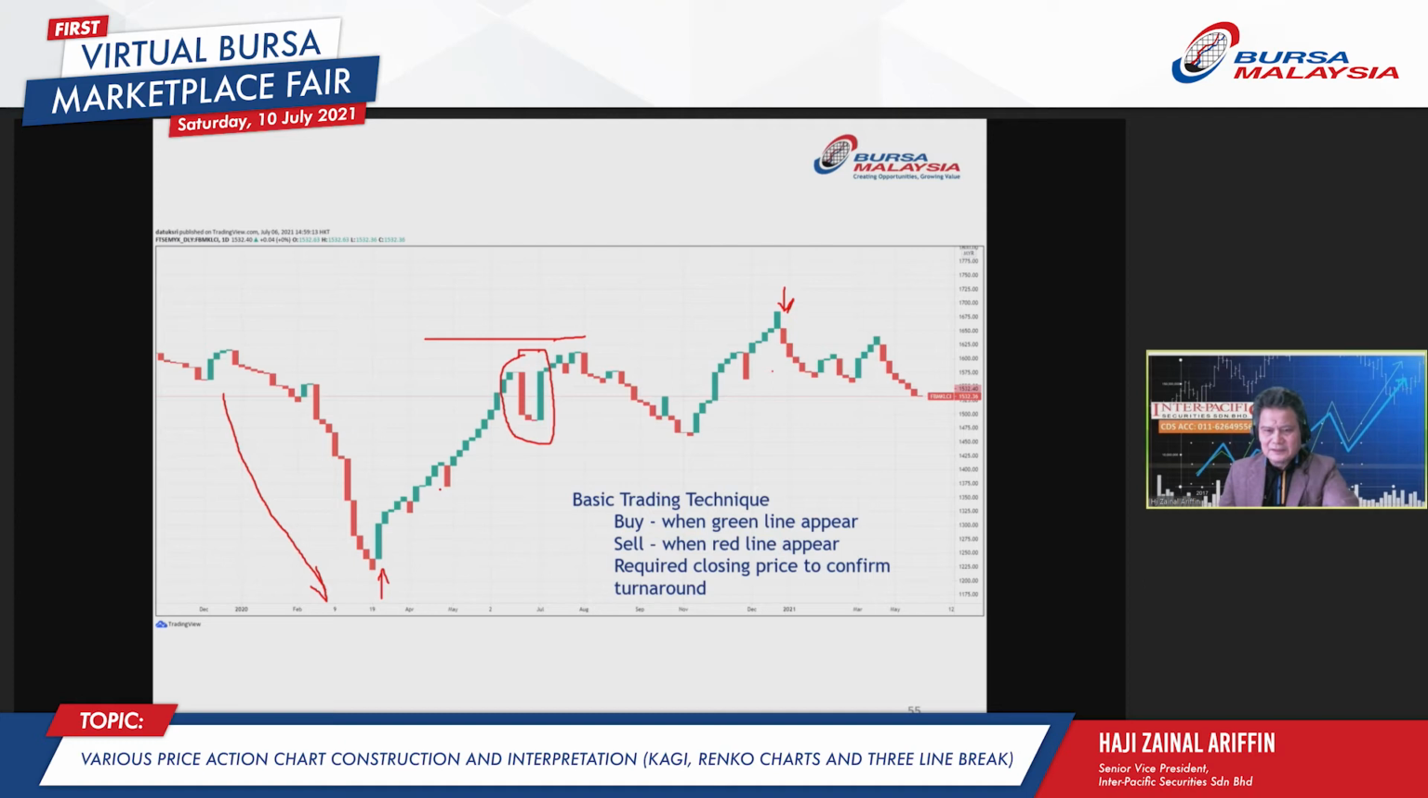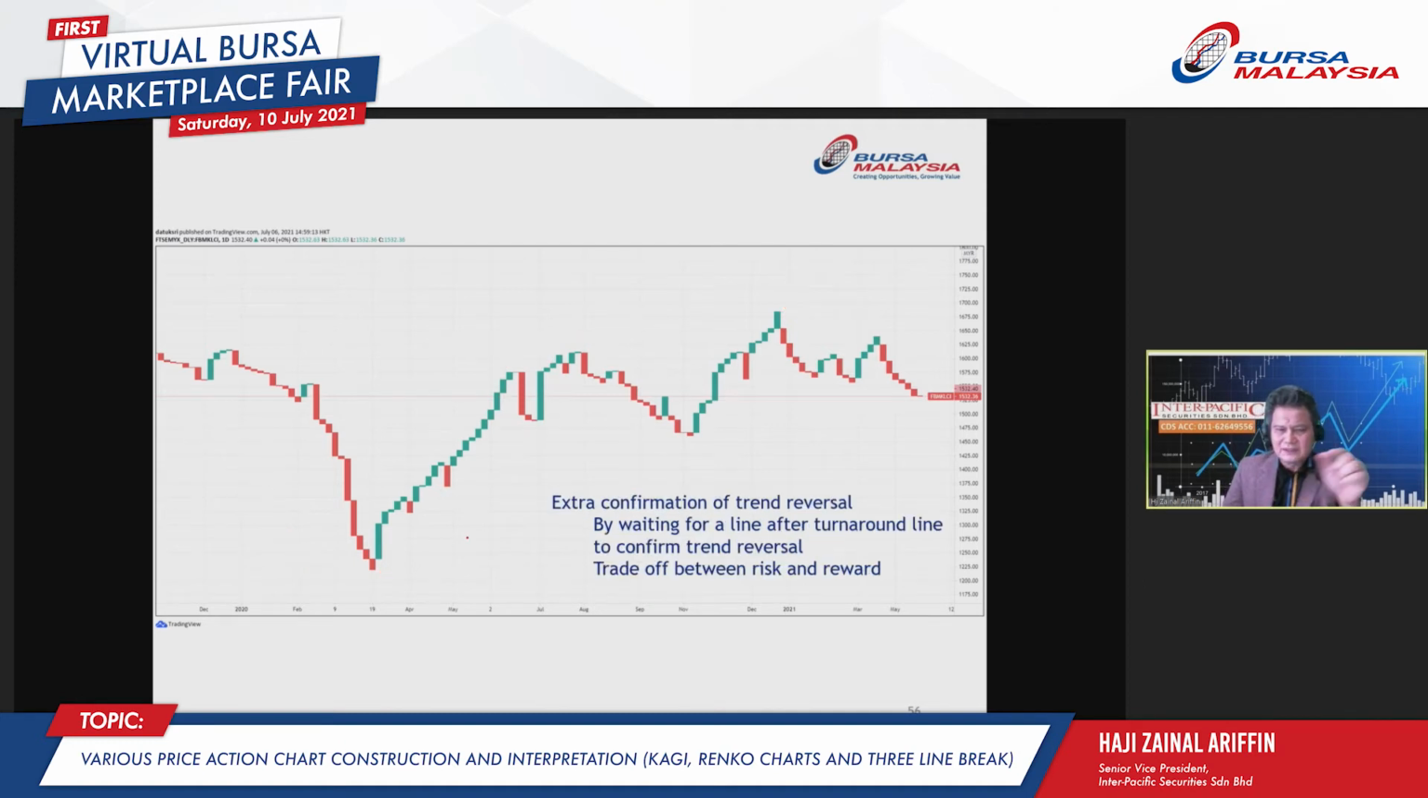Okay, now the next one. All right, so the confirmation: you have to wait. For example, let's say the market comes down, the price comes down, and then one brick appears here. You have to wait for the next brick to confirm that there is a change of trend. This is the confirmation brick that tells you it is already a change of trend.